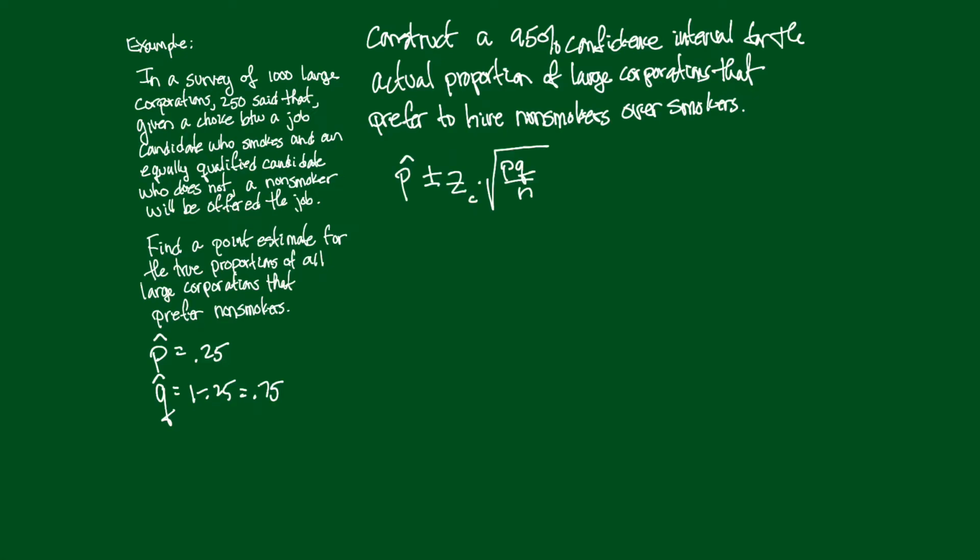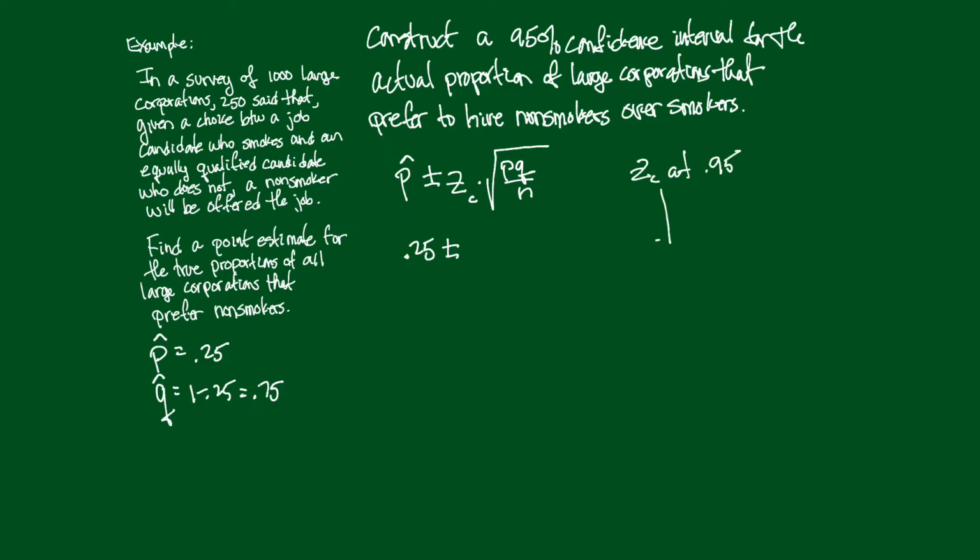Now, p hat, we know what that is. That is our 0.25. So it's going to be 0.25 plus or minus. Now, what is our z-score here? We're running this at 0.95. So what we need to do is get z sub c at 0.95.